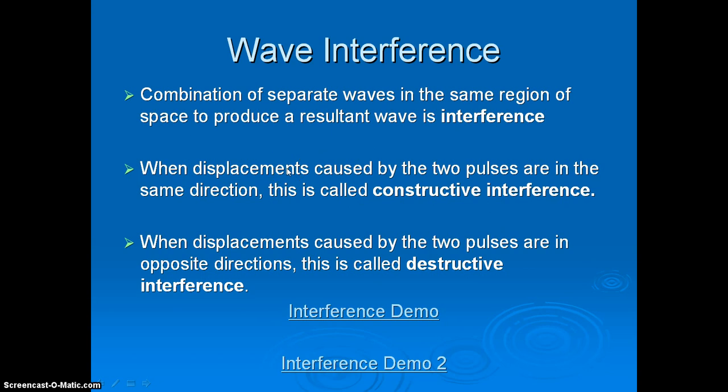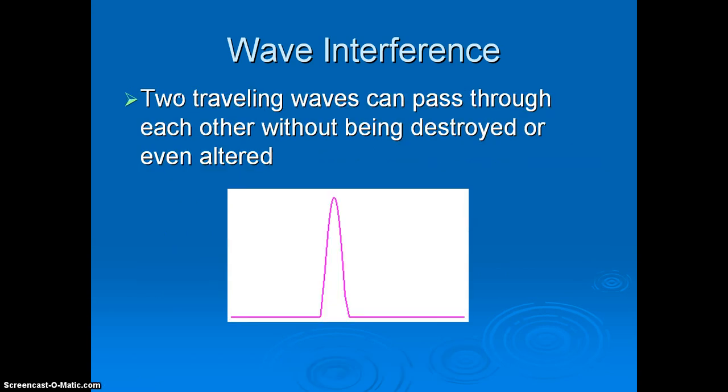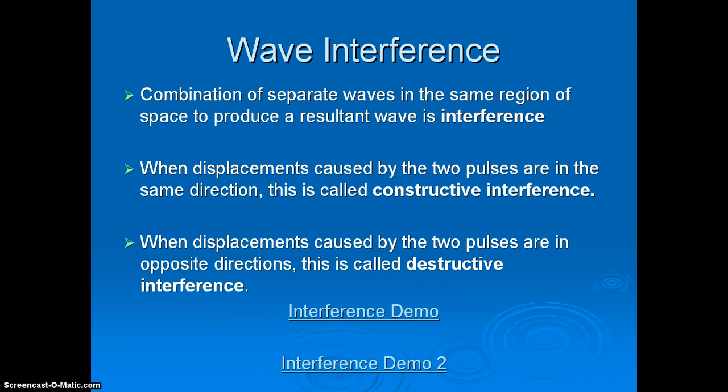When the displacements by the two pulses are in the same direction, when they build on top of each other, like this picture does, that's called constructive interference. They are constructing on top of one another. When the displacements caused by the two pulses are in opposite directions, that's called destructive interference. They destruct one another. They knock one another out.